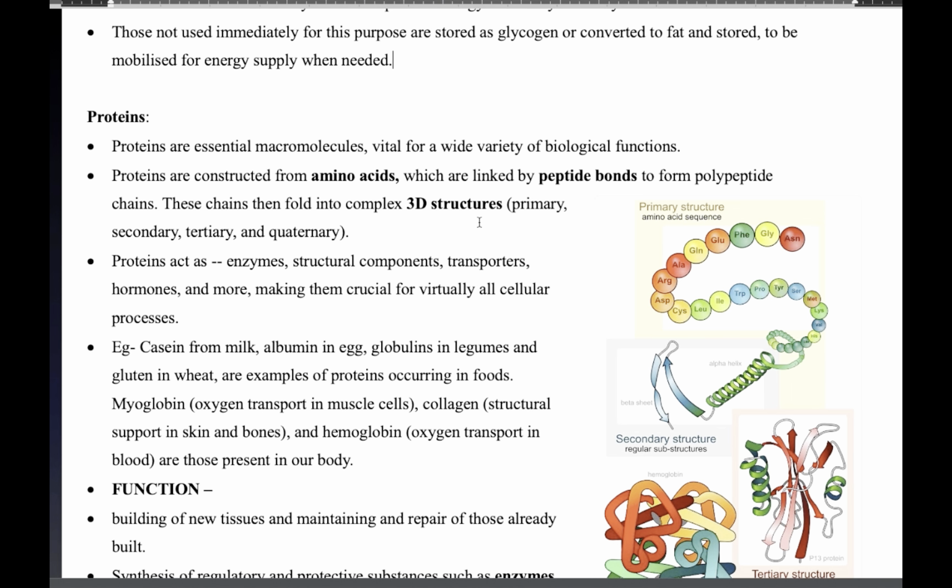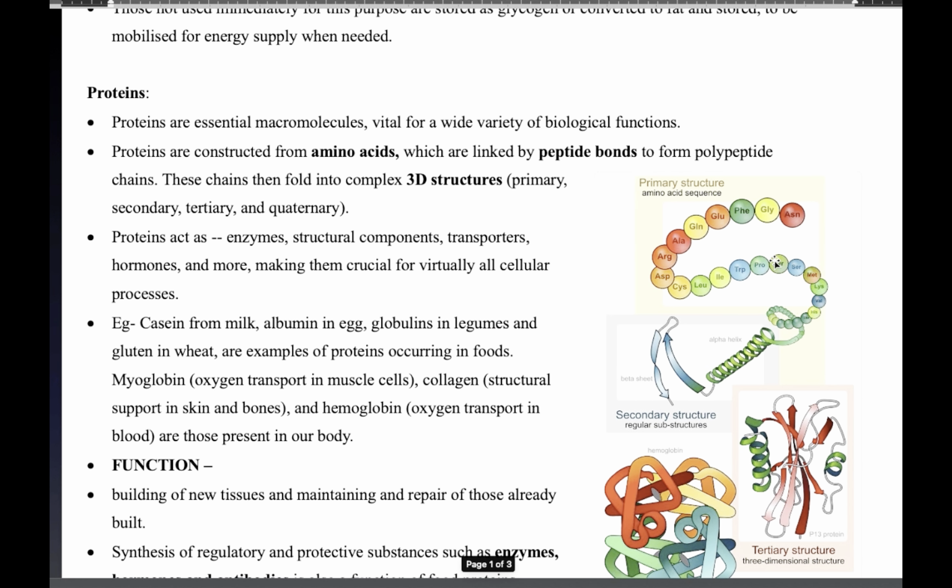Okay, so these amino acids are linked with peptide bonds to form a long polypeptide chain. Okay, so these polypeptide chains are then divided into different structures according to their 3D forms. Okay, this chain then folds itself and forms different 3D complex structures. Okay, and it is divided into primary, secondary, tertiary, and quaternary structures.